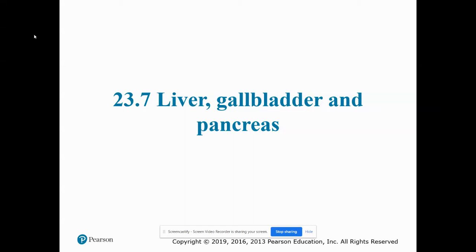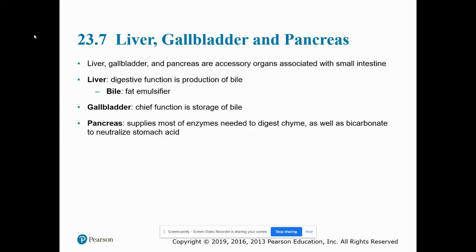We're still in chapter 23, and this is going to be over the liver, gallbladder, and pancreas. All three are accessory organs associated with the small intestine. The liver's digestive function is to produce bile, and bile is a fat emulsifier. The gallbladder's major function is to store bile. A lot of people get that confused and think that the gallbladder is the organ that actually produces the bile, when in fact it just plays a role in the storage of bile. And then the pancreas supplies most of the enzymes needed to digest chyme, as well as bicarbonate to neutralize stomach acid.